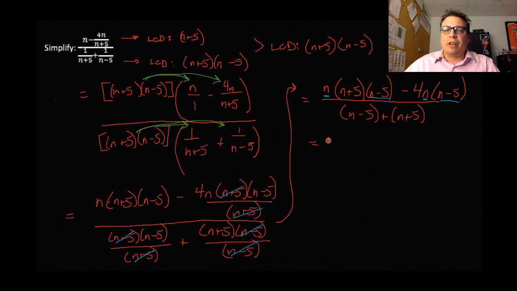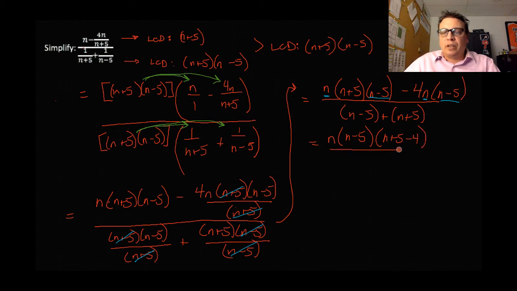So I'm going to factor out an n, and I'm going to factor out the n minus 5. And then remember, what goes into parentheses is whatever is left. So whatever I do not have a line under, I've got n plus 5 minus 4. So I'm going to write n plus 5 and then minus 4.